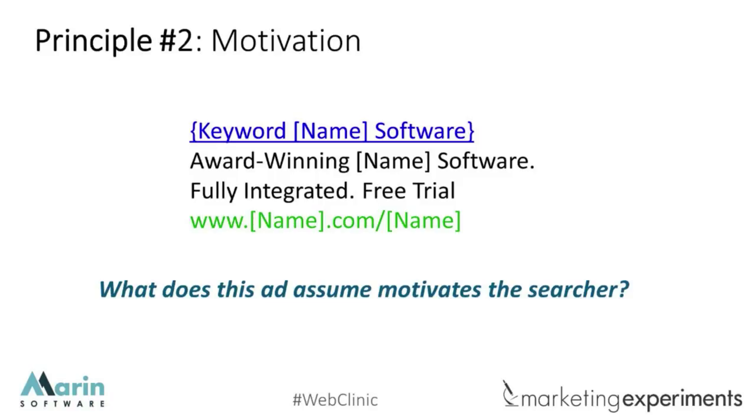The keyword is their search term. The name is obscured for confidentiality's sake, followed by the term software, because once again, this is a CRM software. And then award-winning, once again, the name of the software and fully integrated free trial. Okay, I'm seeing some responses come in. I'm seeing free trial, a lot of free trials. Looking for a reseller, interesting. Integrated, well-known name, very good. And award-winning. So I see a lot of different answers here.